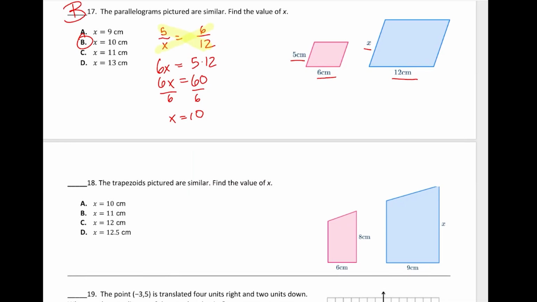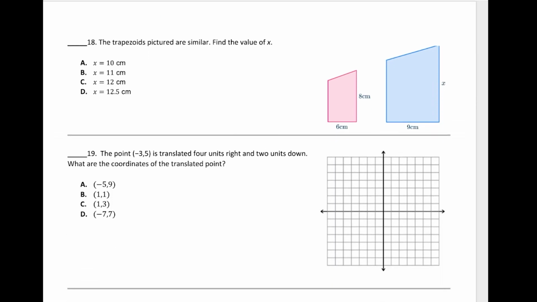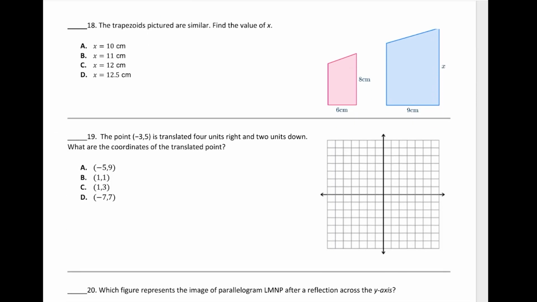Number 18 has a couple more of these similar figures. Number 18 says the trapezoids pictured are similar. Find the value of x. So we're going to set this up exactly the same way as we did the last one, with a proportion. Here, 8 corresponds to x and 6 corresponds to 9. So we can set this up as 8 over x equals 6 over 9.